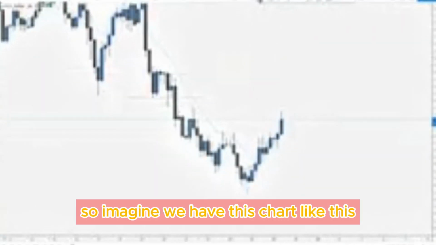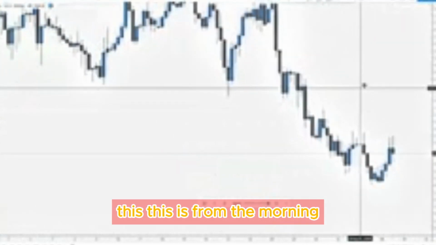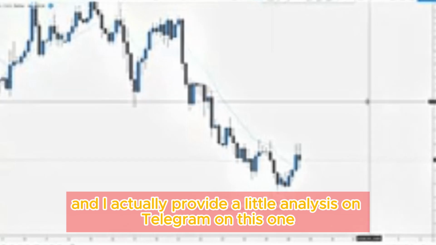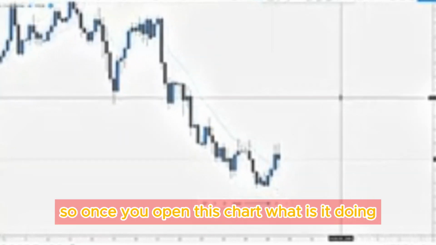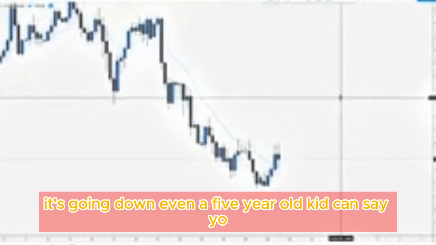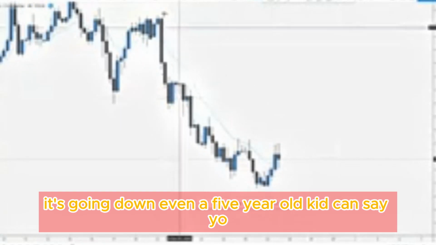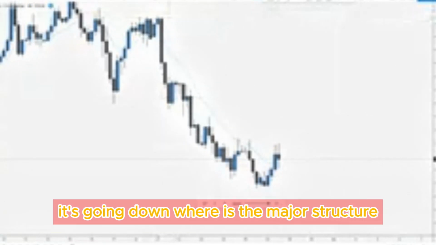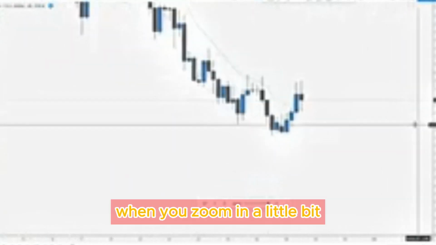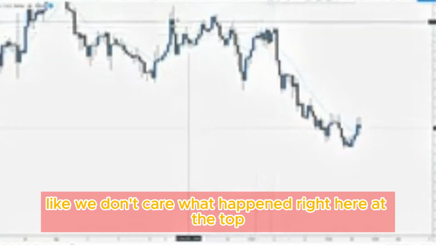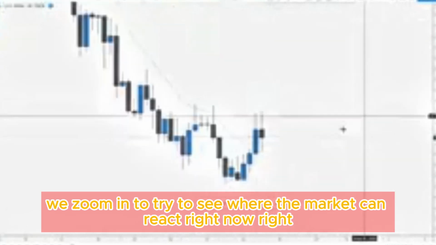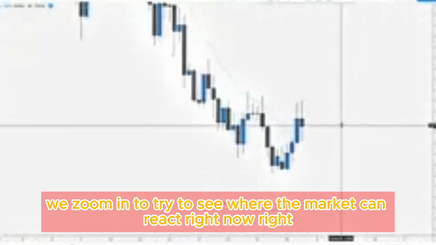So imagine we have this chart like this. This is from the morning, and I actually provided a little analysis on Telegram on this one. So once you open this chart, what is it doing? It's going down. Even a 5-year-old kid can say, yo, it's going down. Where is the major structure? When you zoom in a little bit, we don't care what happened right here at the top, we zoom in to try to see where the market can react right now, right?